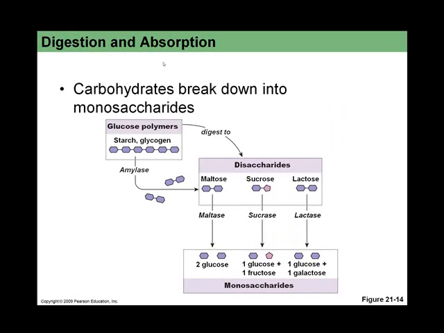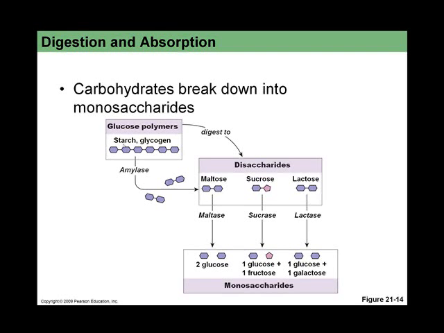Now let's consider in the lumen nearby what would be happening to the carbohydrates. First, we'll consider this idea of digestion and absorption. As I said, this is a quick summary of this. You can refer to the textbook for additional details. So the carbohydrates are broken down by digestive enzymes into monosaccharides.